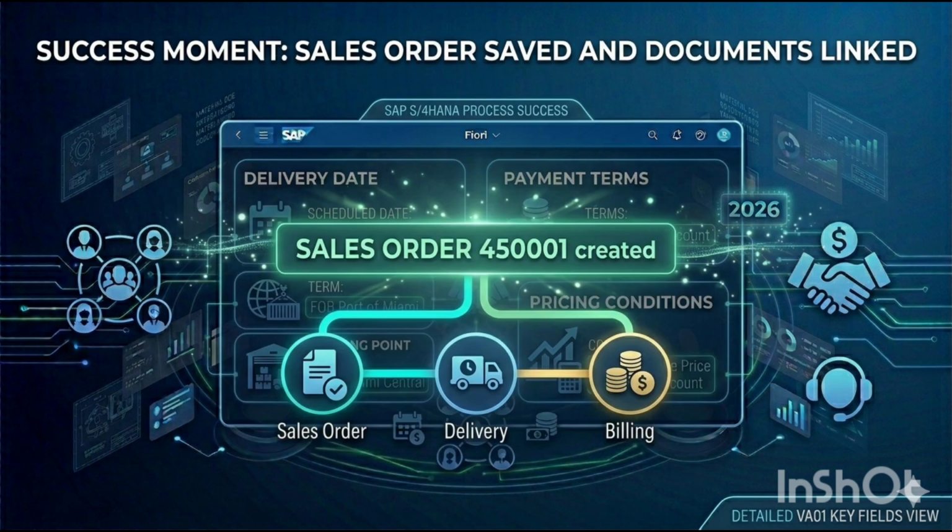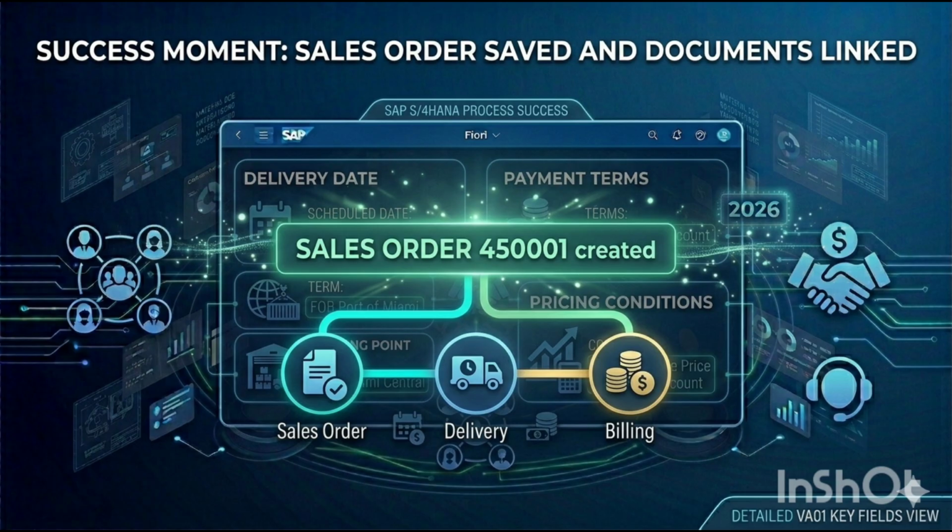Several fields in VA01 are critical for a successful order. Always verify requested delivery date, shipping point, route, payment terms, Incoterms and the pricing conditions. This is very important. Once all data is entered and you have reviewed any warnings, press Ctrl+S or click the save button. If everything is correct, the system generates a new sales order number and displays a success message.